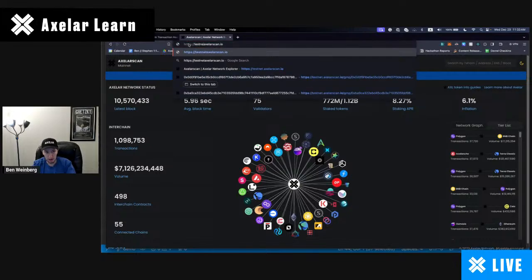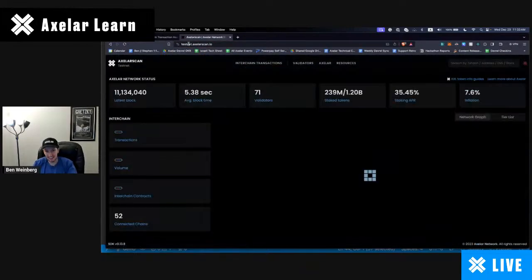This is actually the wrong URL. We want to go to testnet.axelarscan. So you can see the numbers here are a bit different. But what we want is to actually see our transaction. So let's throw in this transaction hash here in the top right corner.